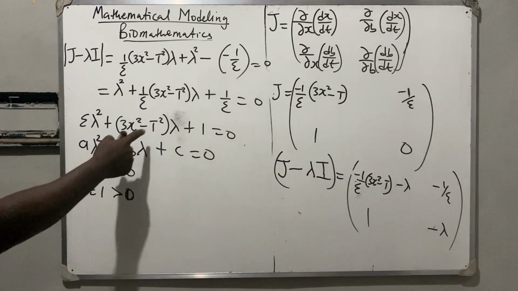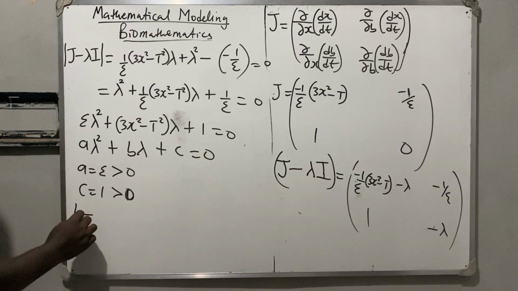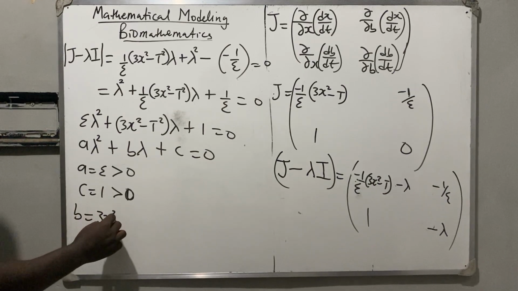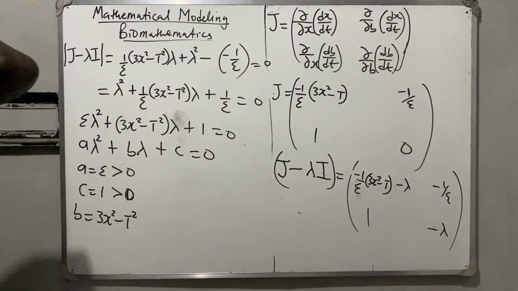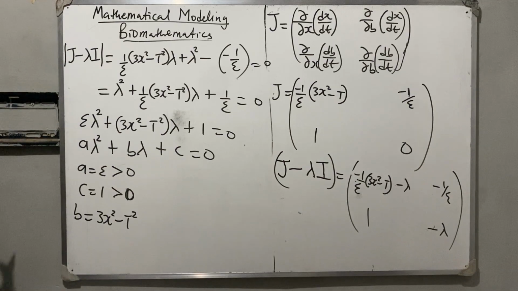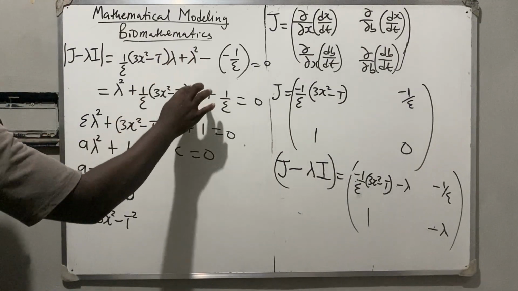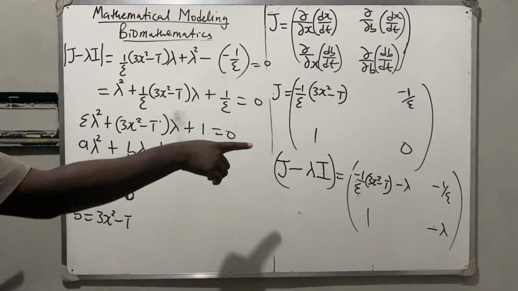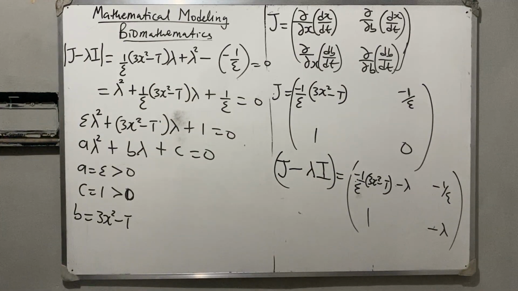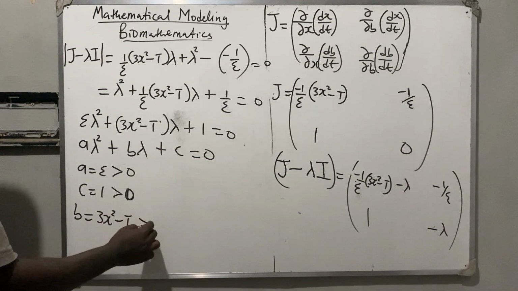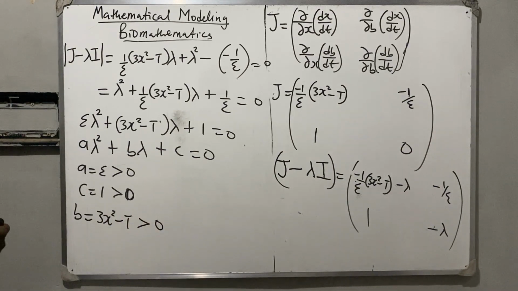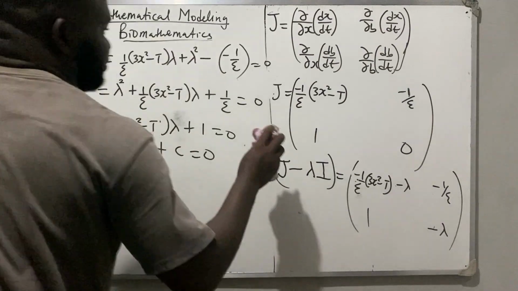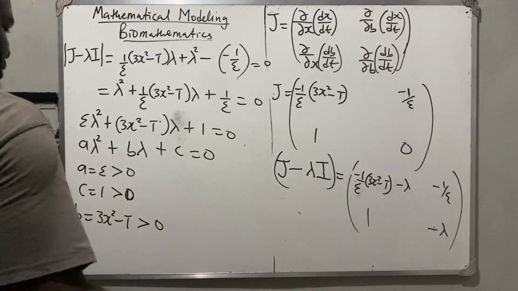Okay. So from this one, our b, which is equal to what? 3x squared minus t squared. Is that t squared or just t? Where did I get t squared from? Sorry, it's t, not t squared. That's a mistake. So 3x squared minus t will now be greater than 0. So if we have this now, we solve for x here, and that is your answer.